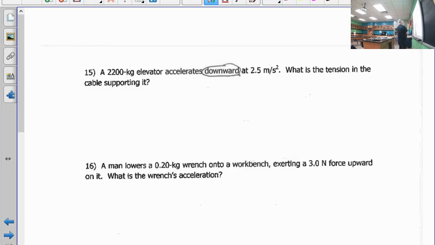So if we look at this problem 15, a 2,200 kilogram elevator accelerates downward at 2.5 meters per second squared. What is the tension in the cable supporting it? So we're always going to start off with a free body diagram. We got gravity. Is there another force in this picture? Any other forces we should add to our free body diagram? Right, we got to put tension. And hopefully it makes sense. We're in an elevator. Our tension is going to be on the cable. That's going to be going up.